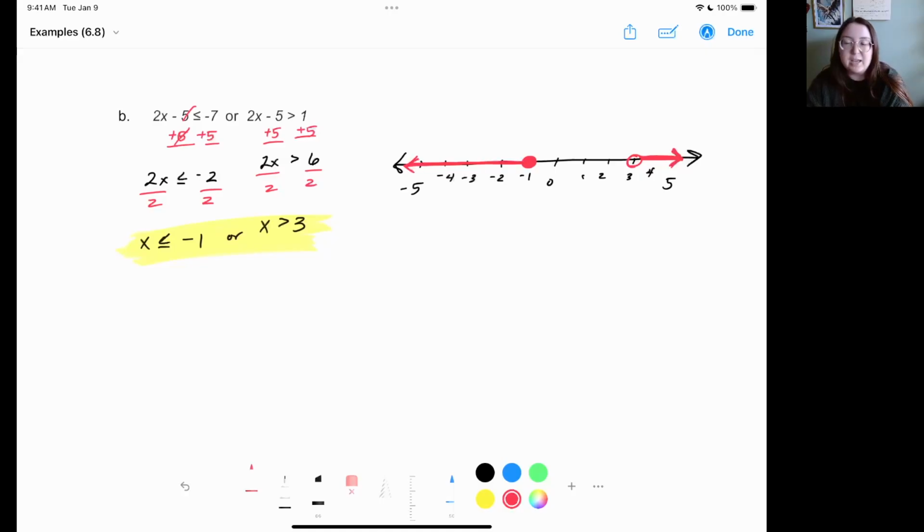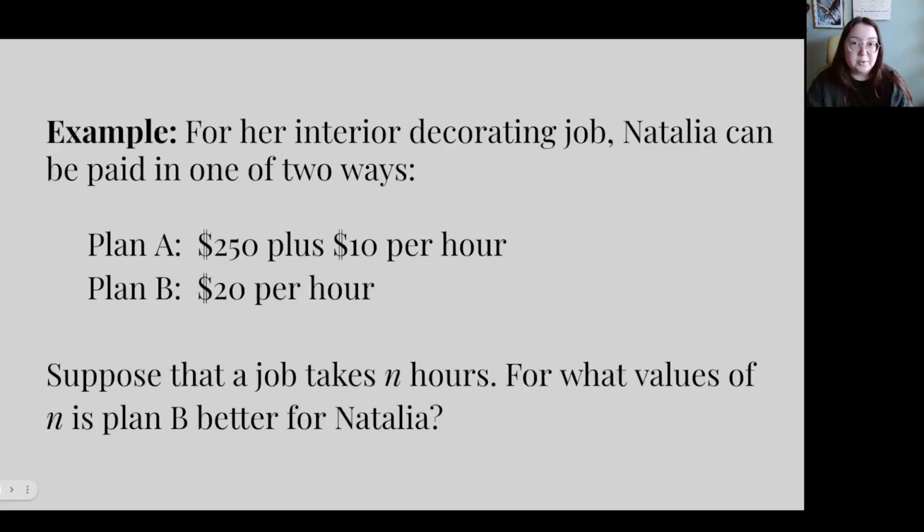So, all right, we're going to go ahead and go back on over to the lecture. And we're going to do another example. So, for her interior decorating job, Natalia can be paid in one of two ways. Plan A is $250 a flat fee plus $10 per hour. Plan B is just $20 per hour. So suppose that a job takes n hours. For what values of n is Plan B better for Natalia? So for both of these plans, we're going to have to create some sort of expression for each plan, and then we're going to have to set up the inequality between those two expressions to figure out when Plan B is better, so greater than.